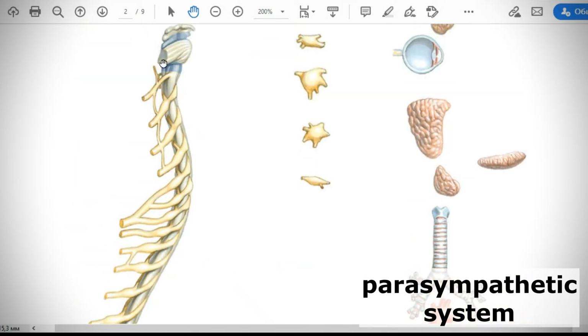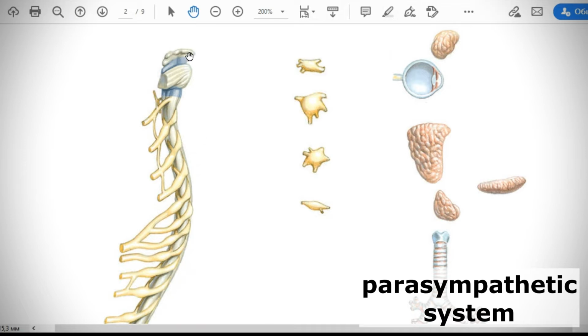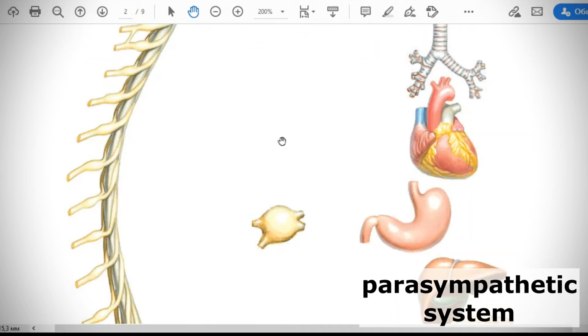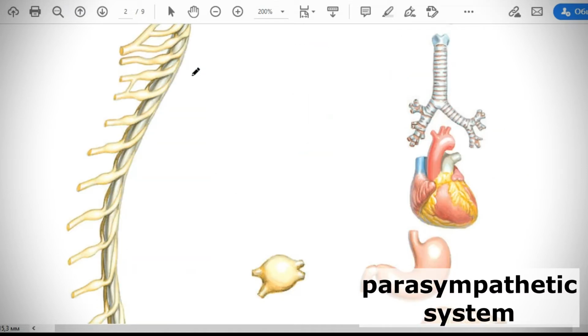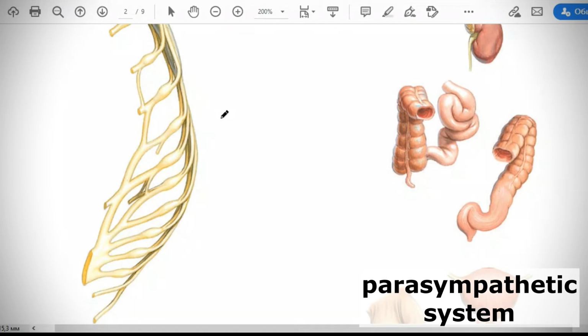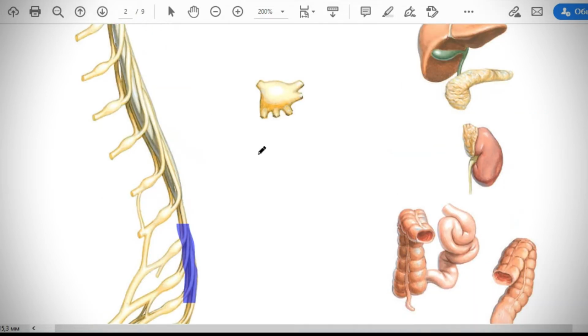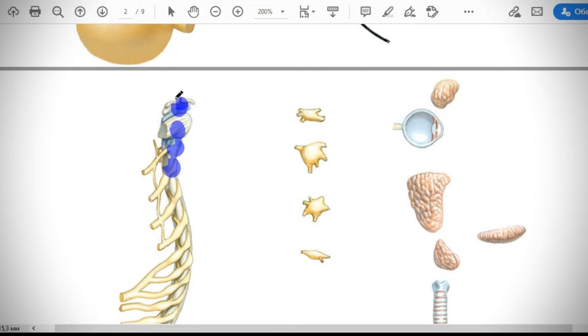The central part of the parasympathetic system has two divisions, cranial and sacral. The cranial division consists of four nuclei: nucleus accessorius nervi oculomotori, nucleus salivatorius superior, nucleus salivatorius inferior, and nucleus dorsalis nervi vagi. The fifth, located in the sacral part of the spinal cord, is called nucleus parasympathicus sacralis.